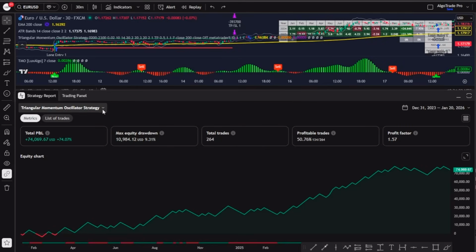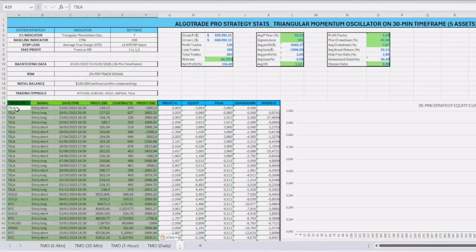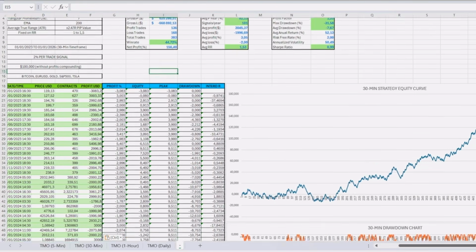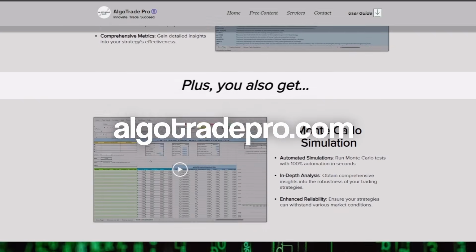And just to clarify something I get asked all the time, all of these results come directly from TradingView. I export every trade and analyze it using the same Excel framework I use for all strategies on this channel, and that is also available for all of you on my website.